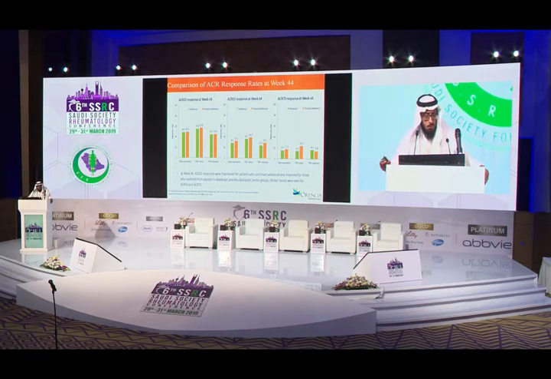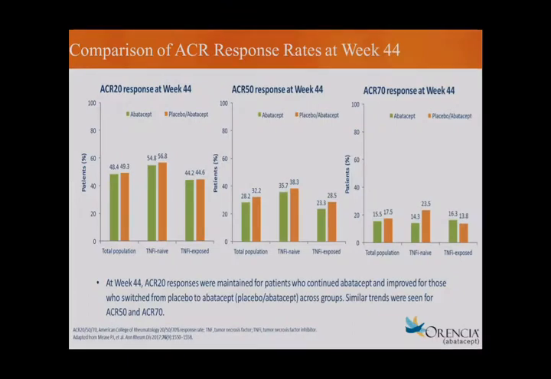The ACR20 response at week 44, after they shifted those who didn't achieve the ACR20 at week 24, after they shifted the placebo group to abatacept, there is improvement in the placebo arm, and you can see that the difference became minor, and the ACR20 response is much better after they added abatacept to this arm. So there is a clear superiority for the abatacept group over the placebo at weeks 16, 20, and 24.